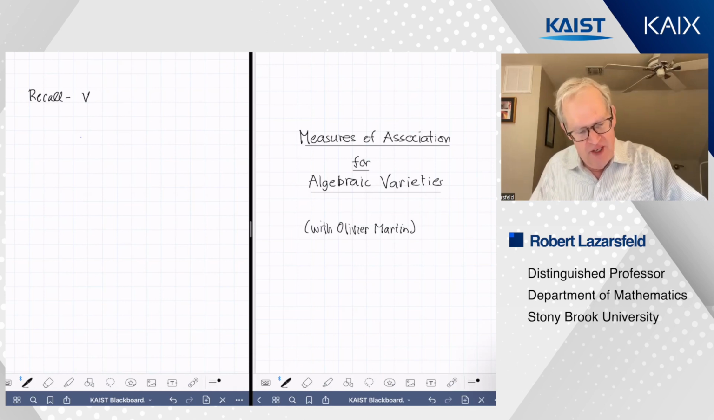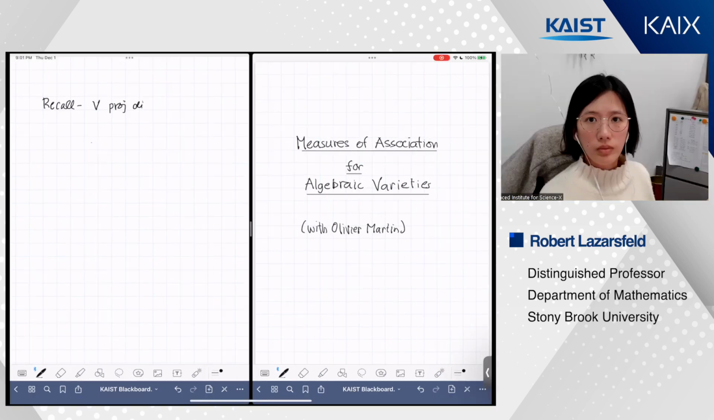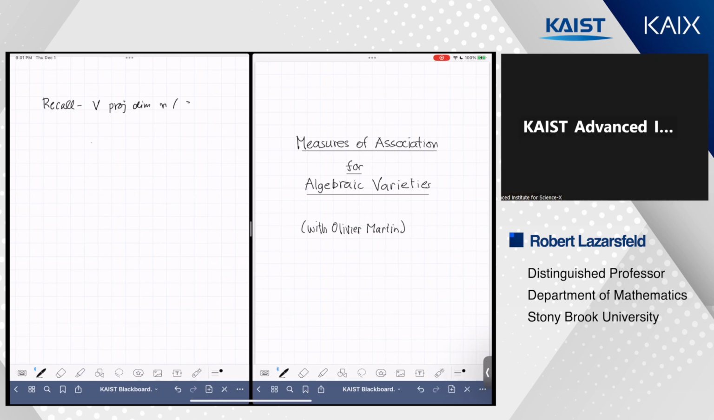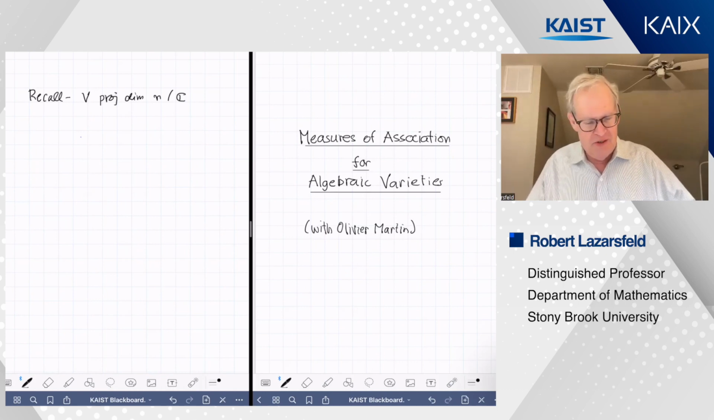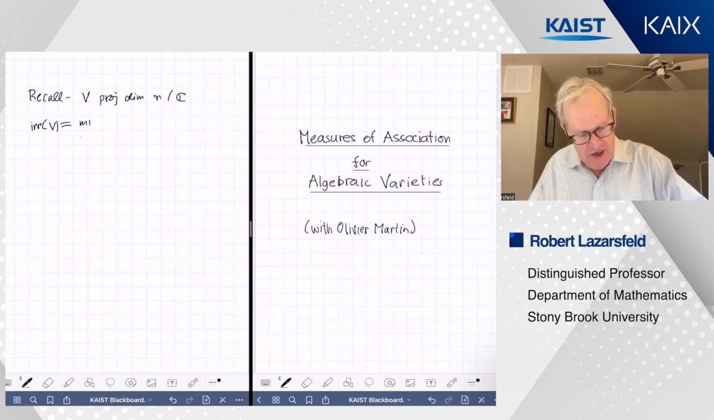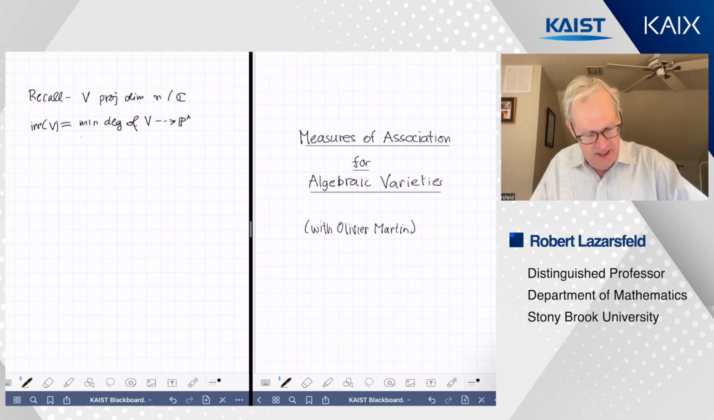So if we're given V, a smooth, let's say, projective variety of dimension n over the complex numbers, remember last hour I talked about various measures of irrationality. So we had the degree of irrationality of V. This was the minimum degree of a rational covering from V to Pn. Then we had the covering gonality.